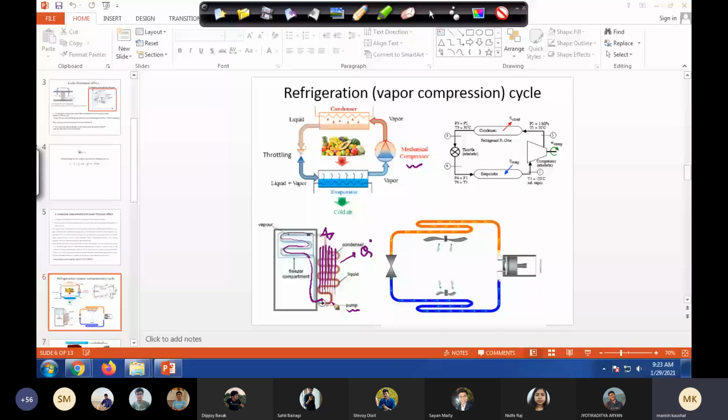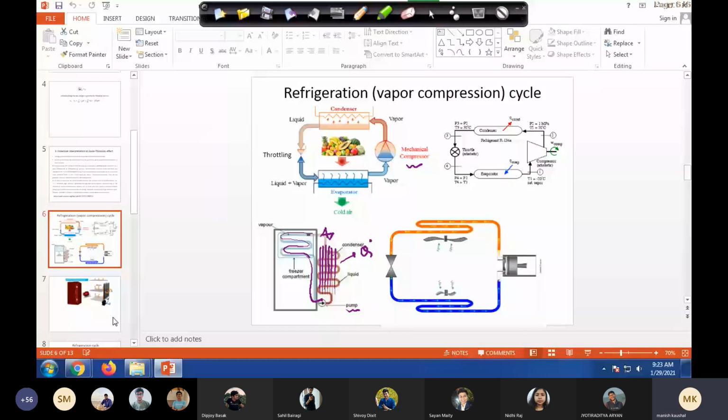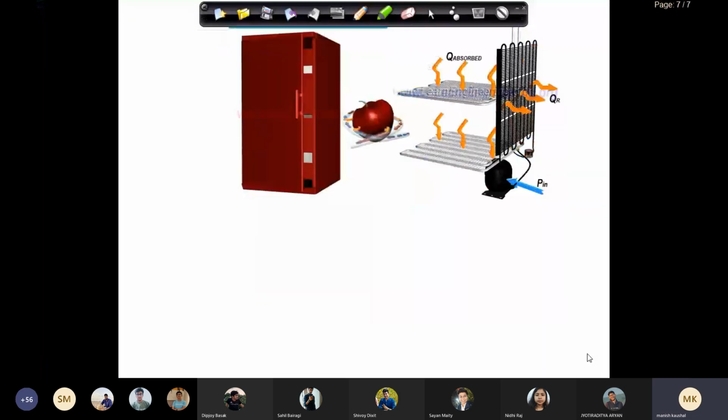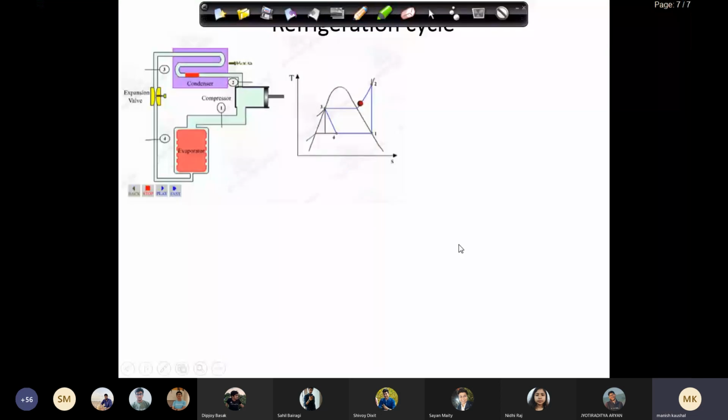Now I'll draw a better schematic so that you can draw it. This animation I found on the internet, so I thought I should share it with you. Is it running? Oh no, there is no animation in this. Here I have kept that TS diagram, so that you can see later.